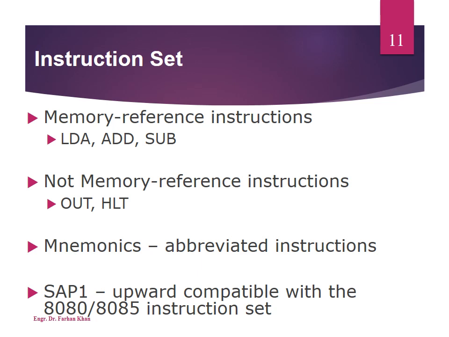These short versions or abbreviations of the instructions are called mnemonics. The instruction set of SAP1 is upward compatible with the 8080 and 8085 instruction sets, which means that all of these 5 instructions could be used without any changes as the assembly language for the 8080 and 8085. But there are many more instructions in the instruction set of the 8080 and 8085 than just these 5 instructions.